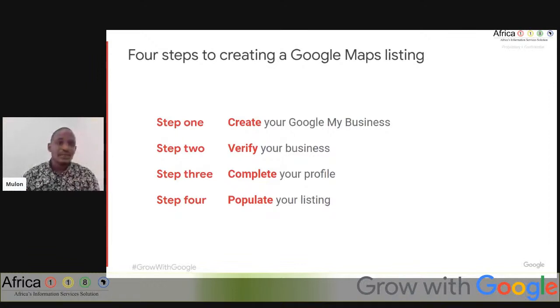Step number 2 will be us verifying your business. Based on that, you'll be in a position to get your business online. Then step number 3, after it has been verified, you as the business owner, remember my story of the kid who was carrying a mathematics book to school without opening it. You also need to complete your profile after verifying. And after completing your profile to 80% or to 100%, you are now supposed to populate your listing. Populating your listing is where we talk about optimizing your content to the latter.